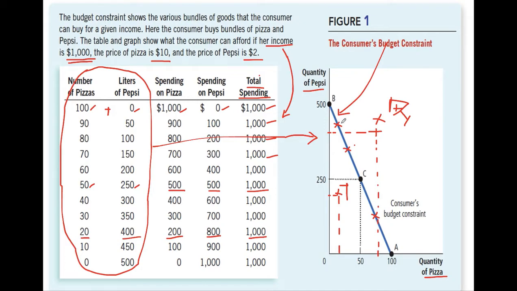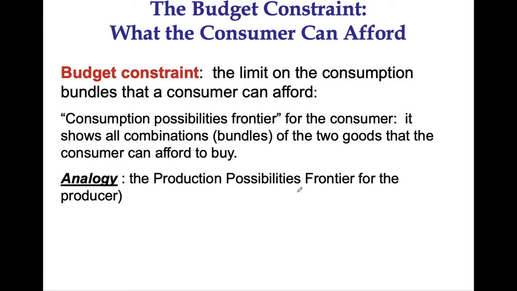This graph represents the consumer's budget constraint. It represents all the consumption bundles that the consumer can afford given his income, and it is made from this table. Okay, we can then define the budget constraint. The budget constraint is the limit on the consumption bundles that the consumer can afford. We define it as well as a consumption possibilities frontier. It shows all combinations, bundles of the two goods that the consumer can afford to buy.